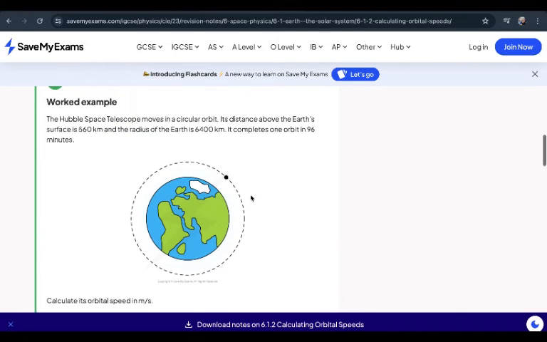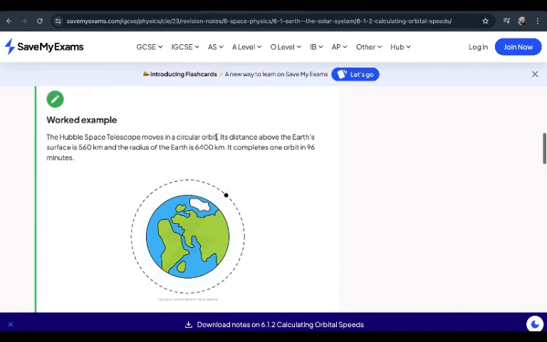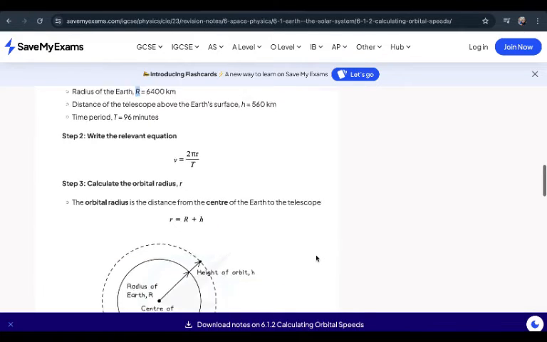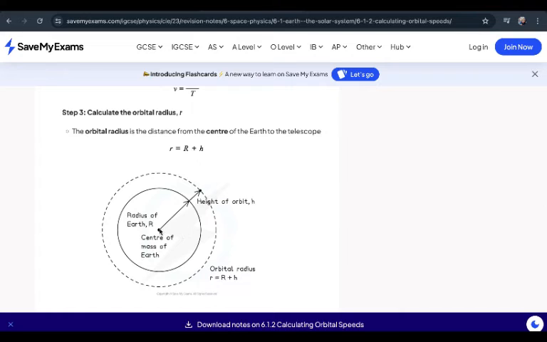Before we can find the speed, we have to calculate the orbital radius. Orbital radius is the radius of the Earth plus the height. The orbital radius is the distance from the center of the Earth to the telescope. From the center of the Earth to the edge of the Earth is called the radius of the Earth. So if you add the height above the Earth, you get the orbital radius.